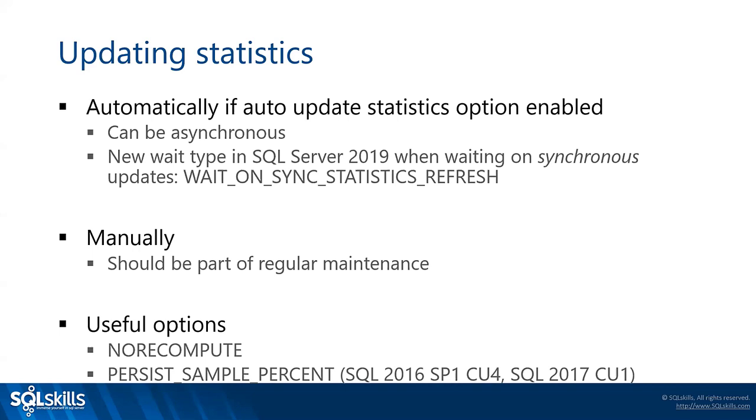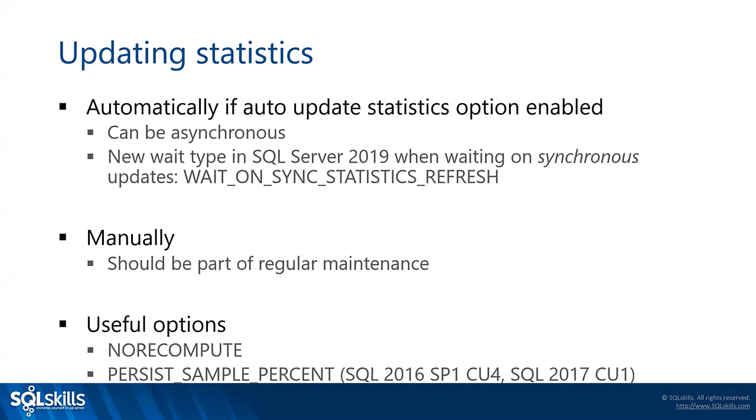No recompute and persist sample percent. No recompute, when you update a statistic with that option, means that if my stat gets out of date, if my modifications exceed the threshold, don't automatically update it, even if auto update is enabled. So for some customer environments where they have really 400, 500 million row tables, billion row tables, I'll put that on for them, because I don't want those to go off in the middle of the day.